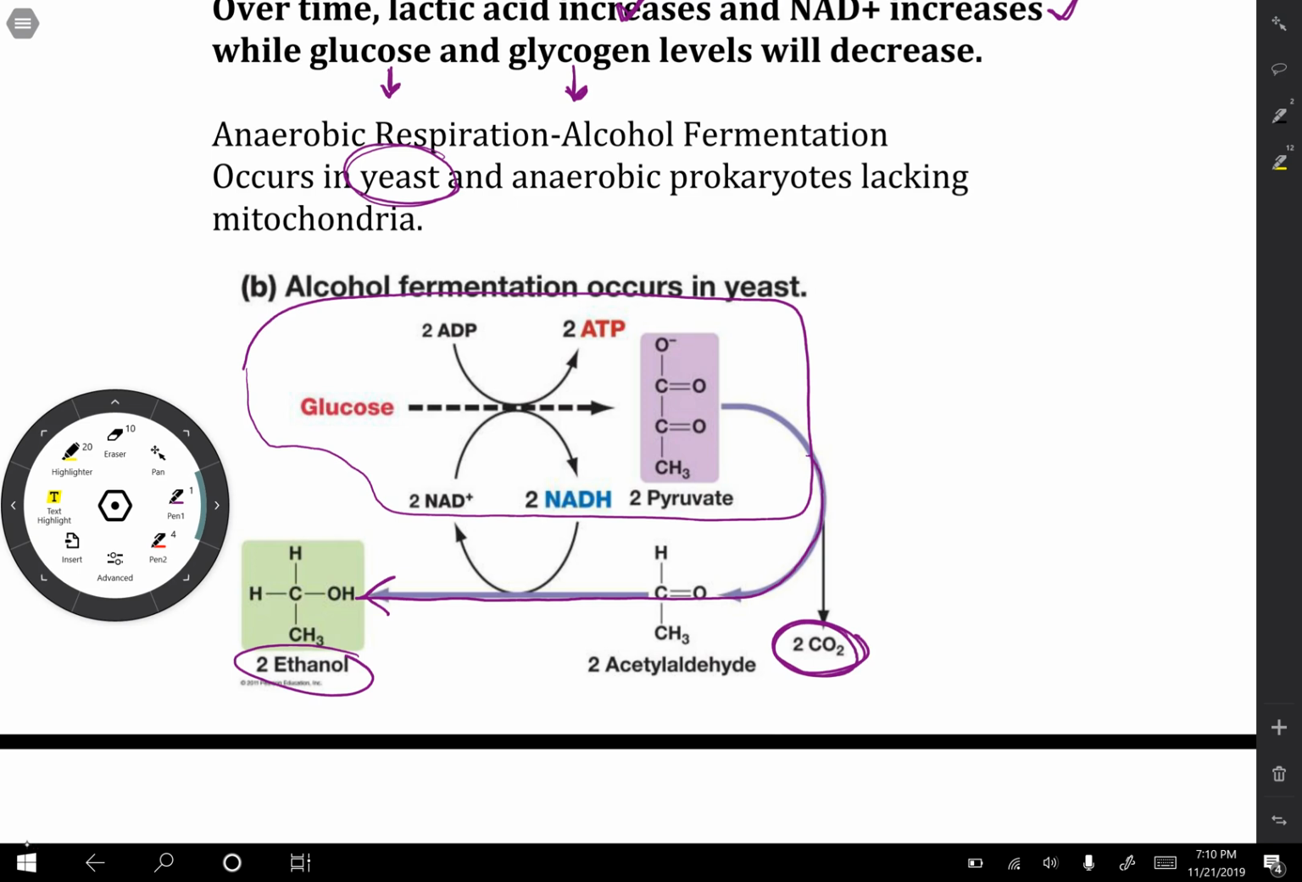And the reason why you don't get intoxicated from bread is because as the bread cooks, the alcohol will burn off. So this is anaerobic respiration, alcohol fermentation, and lactic acid fermentation. So there are similarities and there are differences, and we know which organisms each occur in.